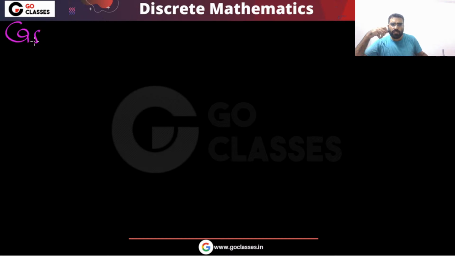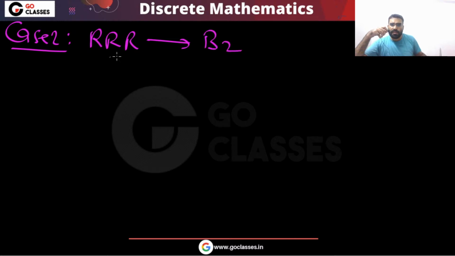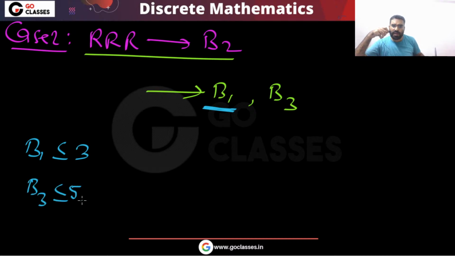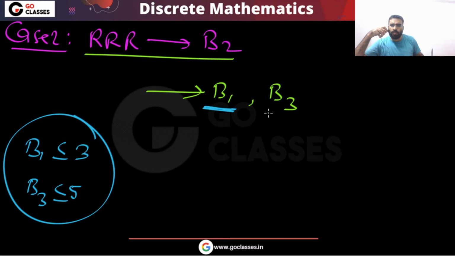Now let's see case 2. Case 2 means all the red balls RRR we put in B2. Remember, these we put in B2. Two boxes are remaining, B1 and B3, and in these boxes we have to put the blue balls. But remember, B1 has the capacity of at most 3 and B3 has the capacity of at most 5. So how many people can they accommodate?